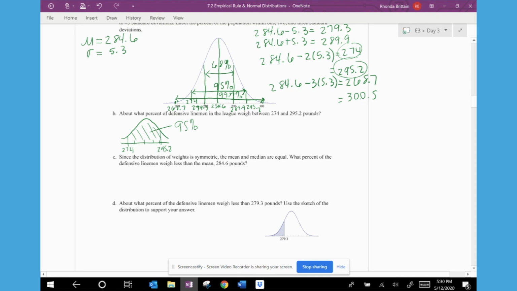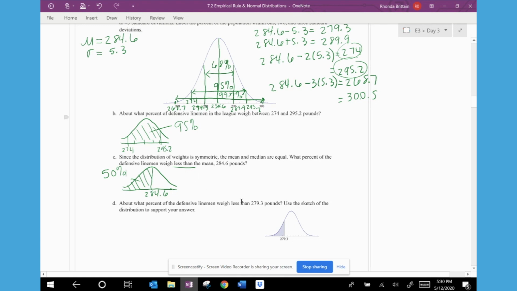Part C: since the distribution of weights is symmetric, the mean and median are equal. What percent of the defensive linemen weigh less than the mean, 284.6? If we support this with another drawing, we would mark 284.6, and we want to know the percent less than. So this actually is going to split the curve exactly in half. That's going to end up being 50%. And we also know that 50% would be above that mean as well.